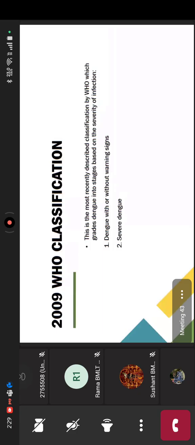But the second classification is known as severe dengue. This is the severe condition. Patients show the signs also, and it affects their organ system also, right, students? So WHO classifies the dengue virus into two classifications according to the severity of the infection, right? First one is dengue with or without warning signs, and second one is severe dengue.